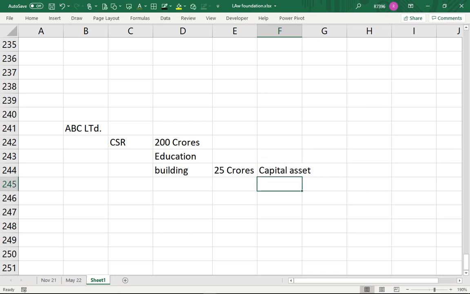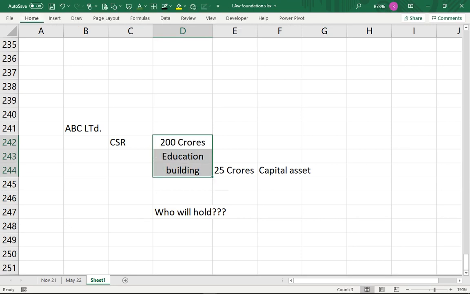But here the question is, who will hold this capital asset? So law says the company cannot hold it. It is not the company's fixed asset. It is the fixed asset of the public, because this money has been spent for what? The CSR. So how can the company claim it?